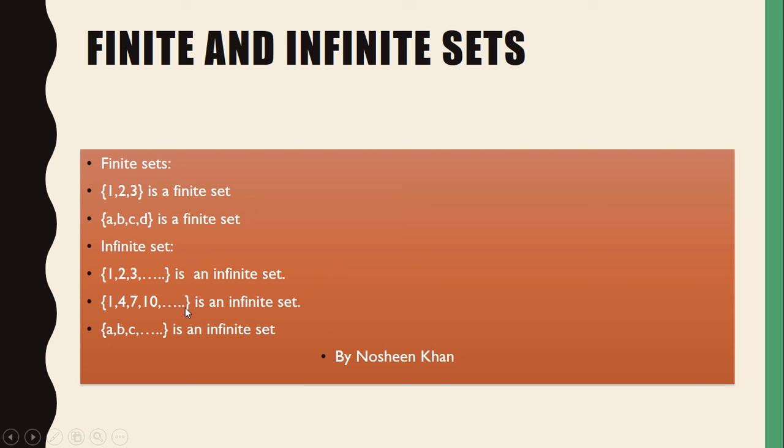1, 4, 7, 10 and so on is an infinite set. A, B, C and so on is an infinite set. Those sets which we can count and which have limits are called finite sets, and the sets which we can't count and which have no limits are called infinite sets.